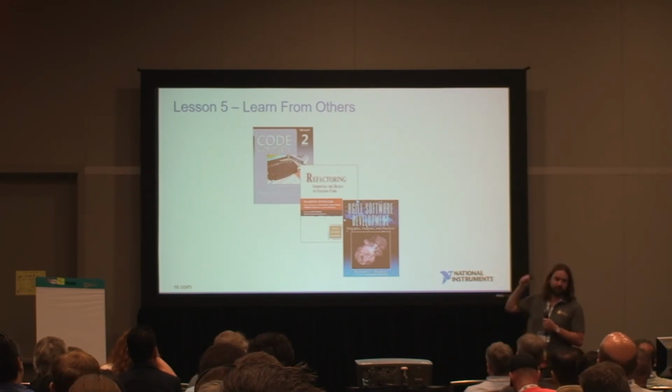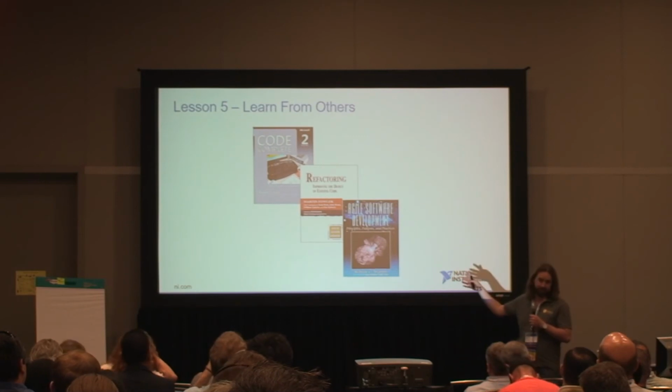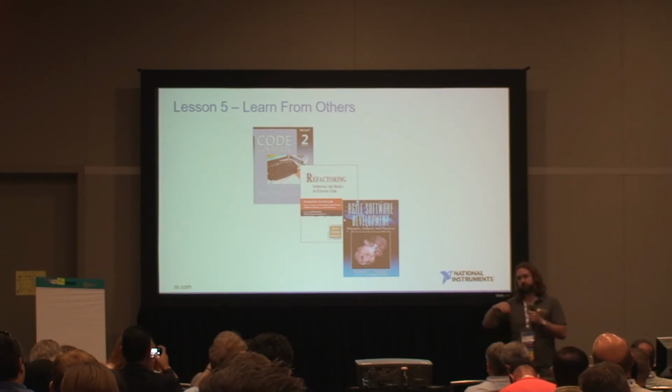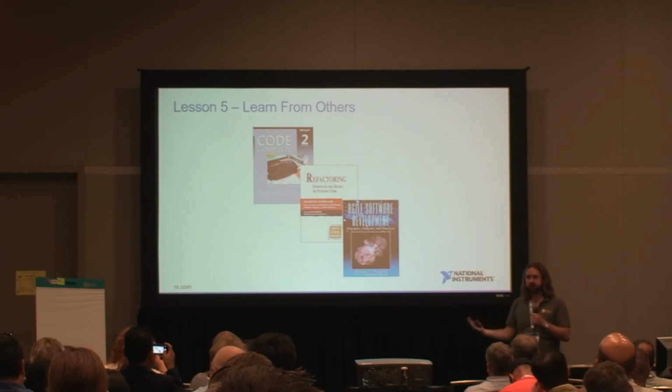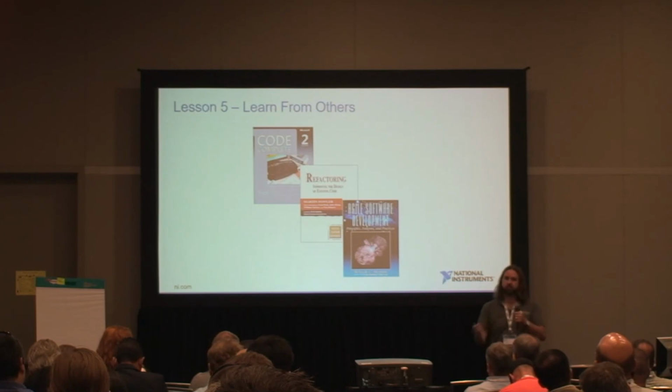Code Complete is a wonderful book. If you are a professional developer, I would highly recommend trying to get your hands on one. It covers everything from error handling to these object-oriented concepts. It's very broad, and I didn't read it cover to cover. I just kind of dipped in as topics became interesting to me.